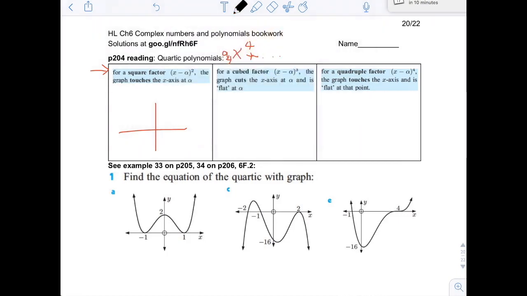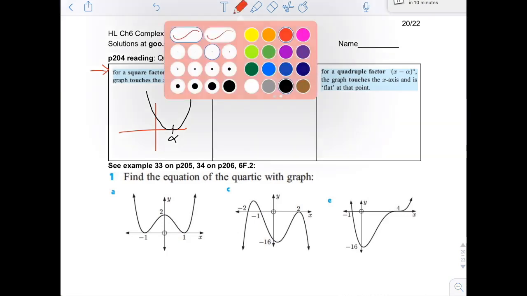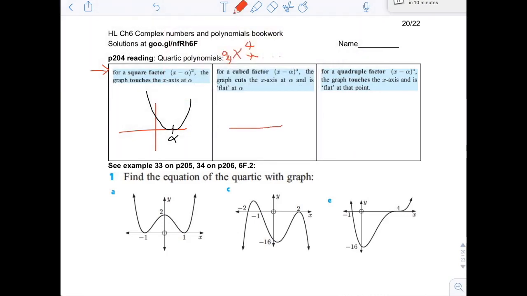It's a parabola and it touches at x equals alpha. It touches once at x equals alpha. It's a double root, so it goes and touches and it comes back. It doesn't cross, okay?